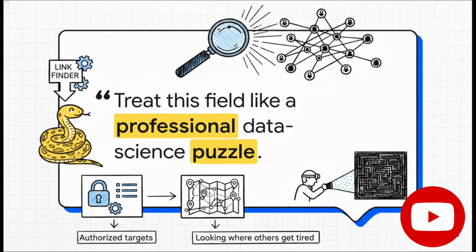So here's my challenge to you. Download Python, pull down the Link Finder toolset, find some authorized target listings, and start mapping the web's hidden architecture today. What hidden endpoints will you uncover first?